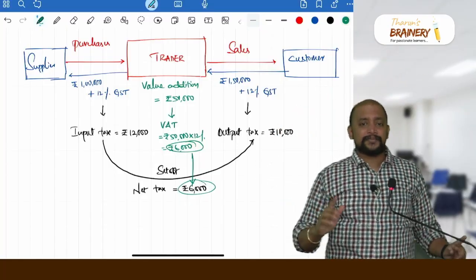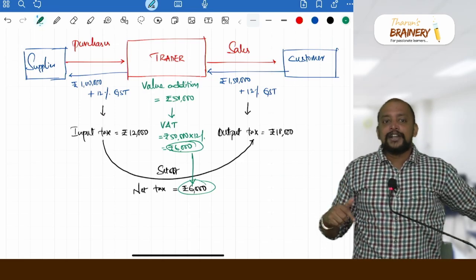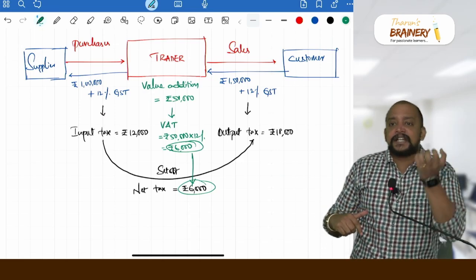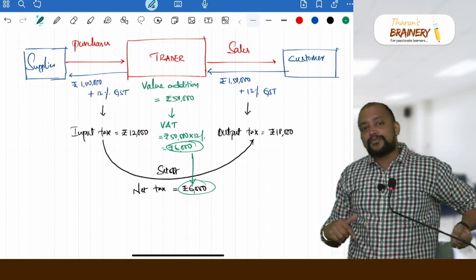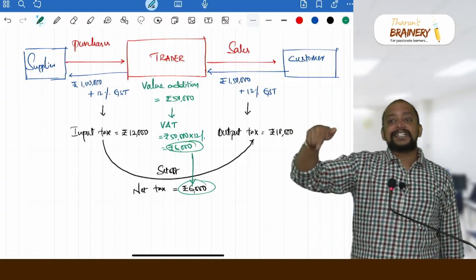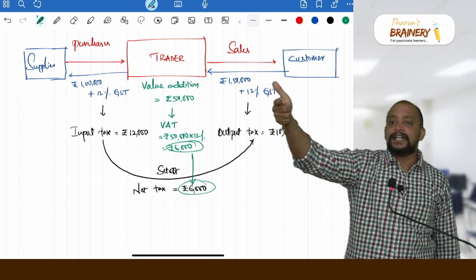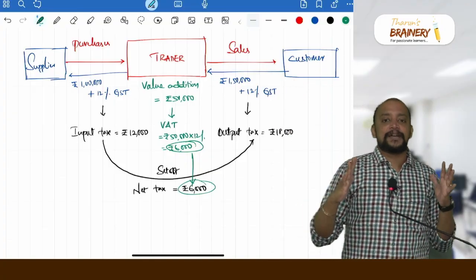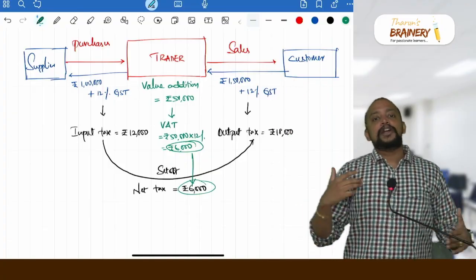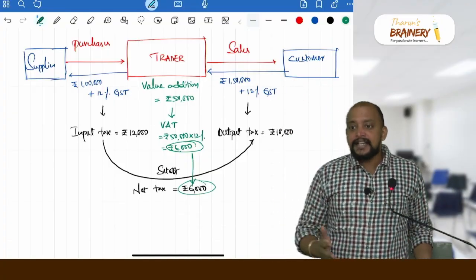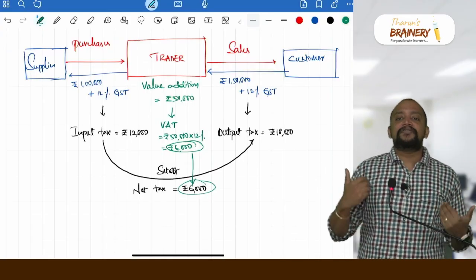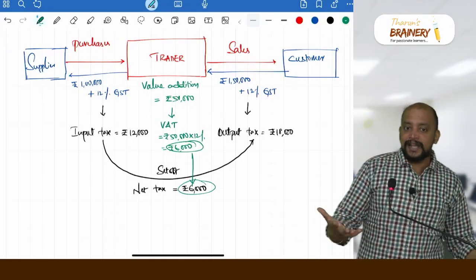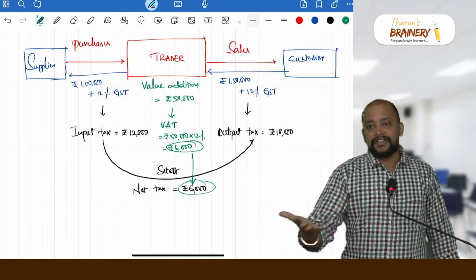Is it clear or not? The supplier would have already paid to government. So this 12,000 will be like a recoverable, receivable amount that will be set off against the GST payable on outward supply liability. So the net amount that they are paying is only 6,000. The logic of the 6,000 is that they are making a value addition. How much value addition are they making? 50,000. Not profit, value addition.